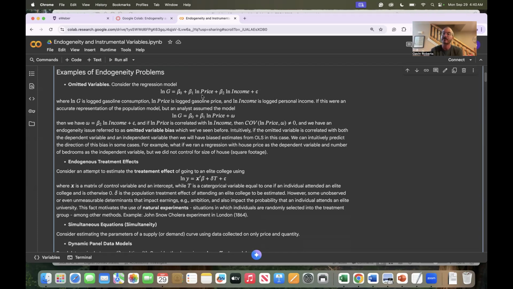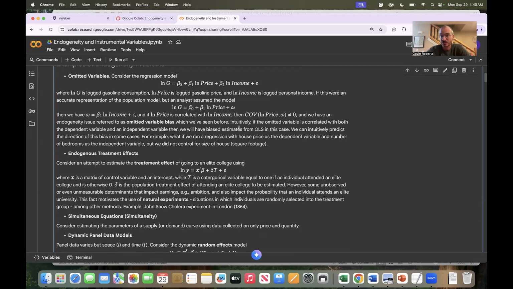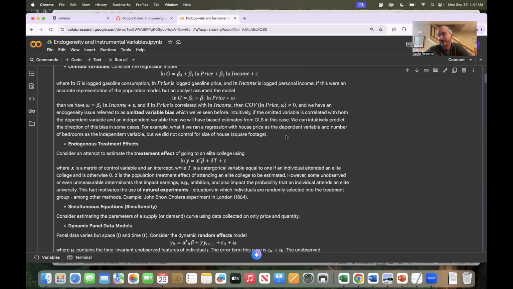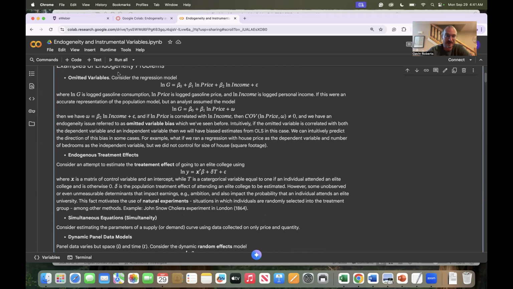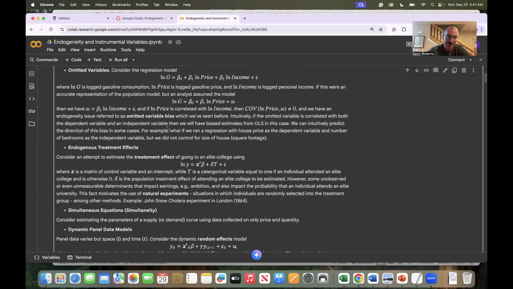And then maybe also gasoline consumption depends on income. So we can imagine this being the true population model. This is probably overly simplified, but maybe this is the true model. So gasoline consumption is totally determined by price and income. So we probably have an endogeneity problem from simultaneity like we've seen before, but right now we're going to focus on the potential of having omitted variables.